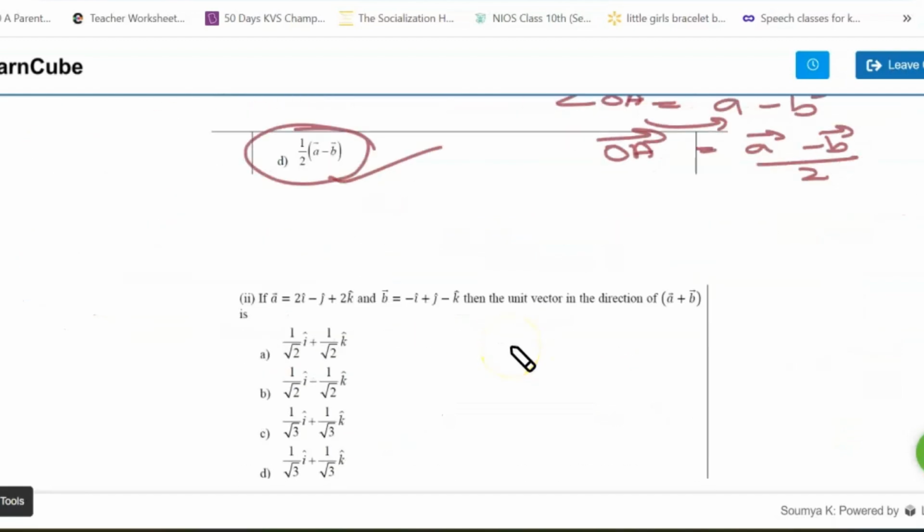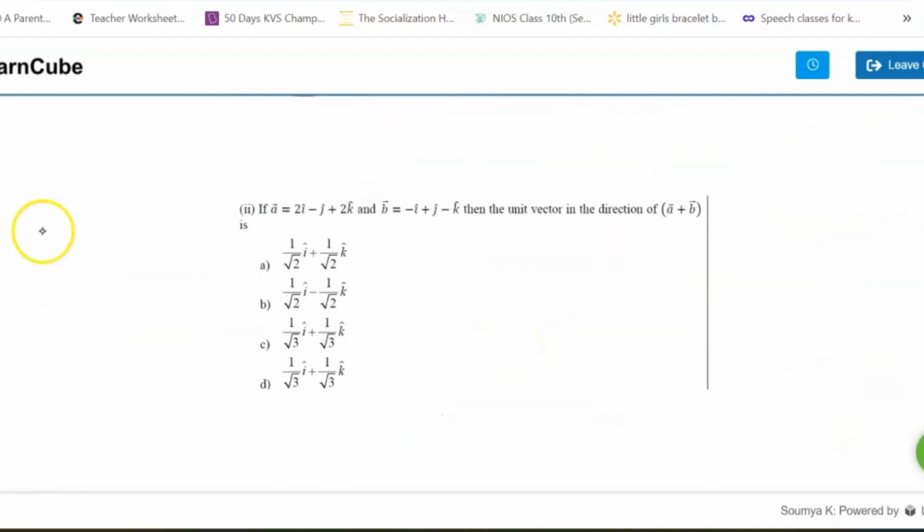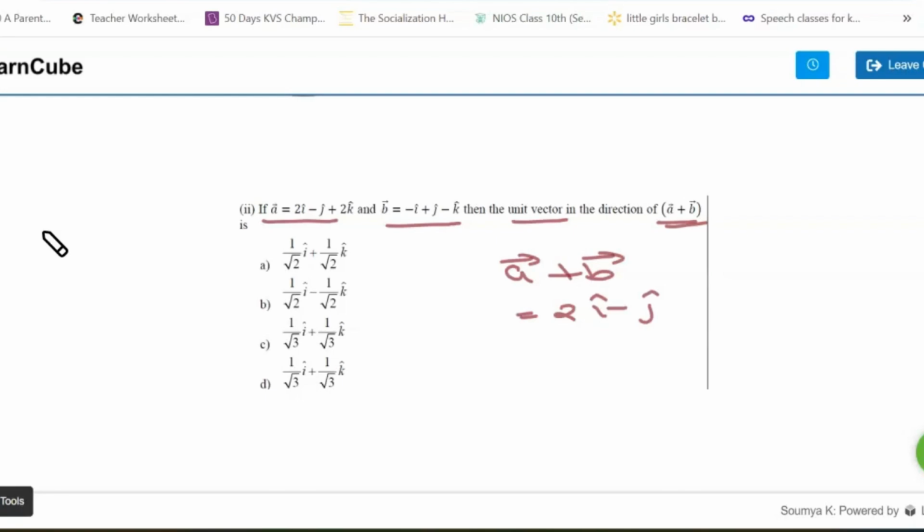Let's go to the next question. This is the question given to you. A and B, you have to find the A vector and B vector, then you have to find the unit vector in the direction of A plus B. So first find out A plus B, that means 2i cap minus j cap plus 2k cap, plus minus i.